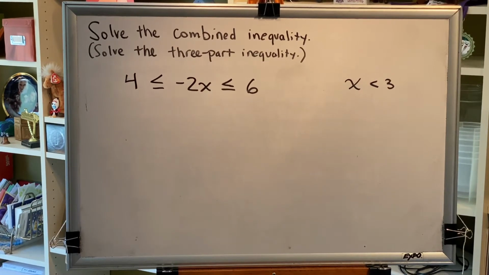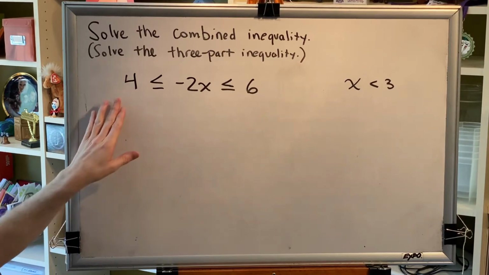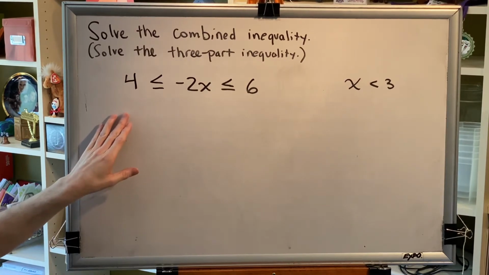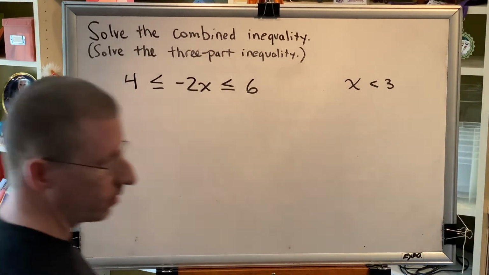The topic of this video is solving combined inequalities, sometimes referred to as three-part inequalities. Let's look at a problem. 4 is less than or equal to negative 2x is less than or equal to 6.